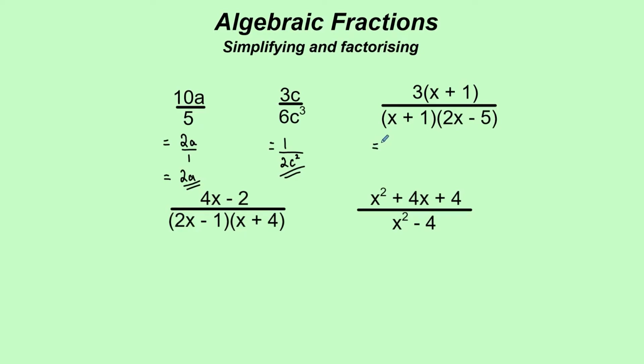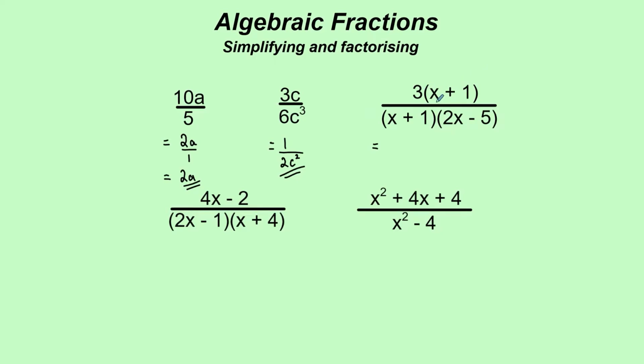Now, on to something a little bit more complicated. We've got 3 bracket x plus 1 all over x plus 1 in the first bracket, 2x minus 5 in the second. This is already written in factorised form. So the fraction has been simplified into a factorised form. What we're looking for is we've got one big term on top and one big term on the bottom. That's important. This 3 bracket x plus 1 is all one term, and the x plus 1 in the first bracket times the 2x minus 5 is all one big term in the bottom. And providing that's the case, we can cancel out.